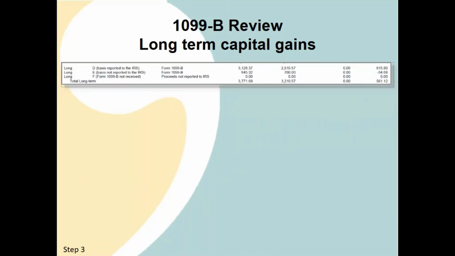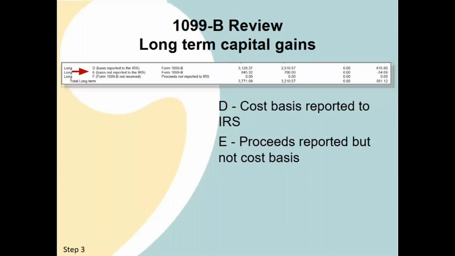There are similar categories in the long-term capital gains section. They are labeled D, E, and F. In Section D, cost basis is reported to the IRS. In Section E are the non-covered sales where proceeds, but not the cost basis, are reported to the IRS. And in Section F are transactions not reported for various reasons in either of the other 2 categories.